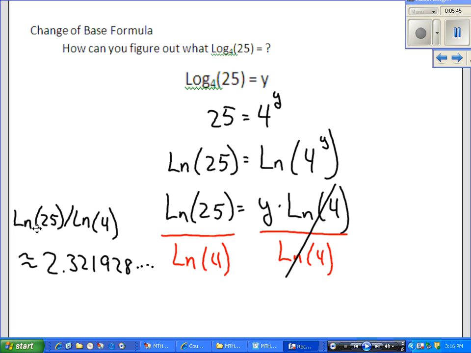So grab your calculator, type that in, be sure to put the parenthesis after the 25 before you do the division, and you should get about 2.32, goes on forever. And then just to double check yourself, come back up here and try 4 to the power of about 2.3219, and you should get approximately 25. So what we're finding when we're evaluating logs is the exponent that the base can be raised to that would equal the input of the log function.